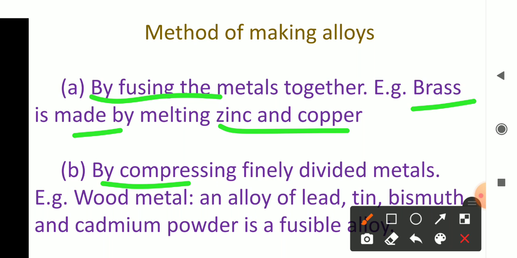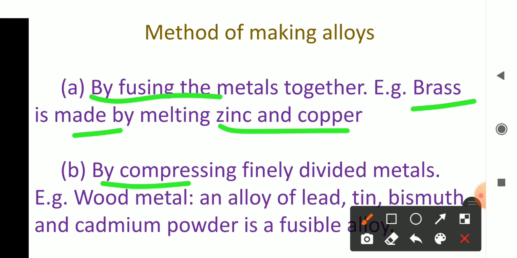Finely divided means we have to convert the metal into its powdered form. Very finely means very small sized particles. So first the metals are converted into finely divided powdery form. Then they have to be compressed with each other. One metal powder has to be compressed with another metal powder, so that we will get what? We will get an alloy. So this is method number 2, by compressing finely divided metals. The example is wood metal. It is an alloy of lead, tin, bismuth and cadmium powder, and it is a fusible alloy.